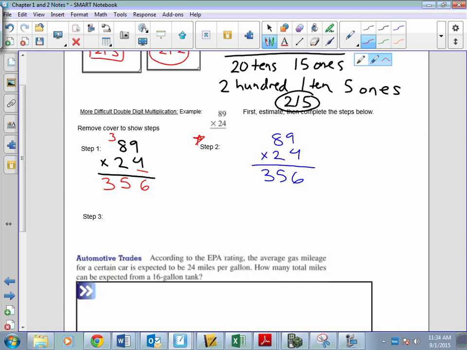That's from 89 times 4. Now I'm going to deal with the 2. I put a 0 down here because I'm really dealing in the tens place. 2 times 9 is 18. Put an 8 there, carry the 1. 2 times 8 is 16, plus 1 is 17.